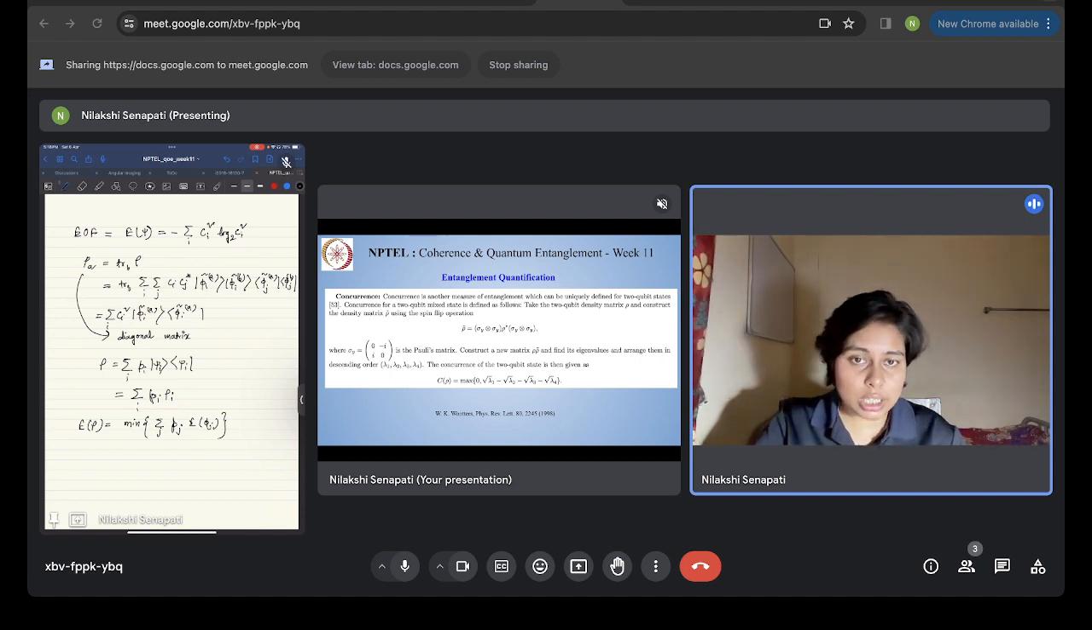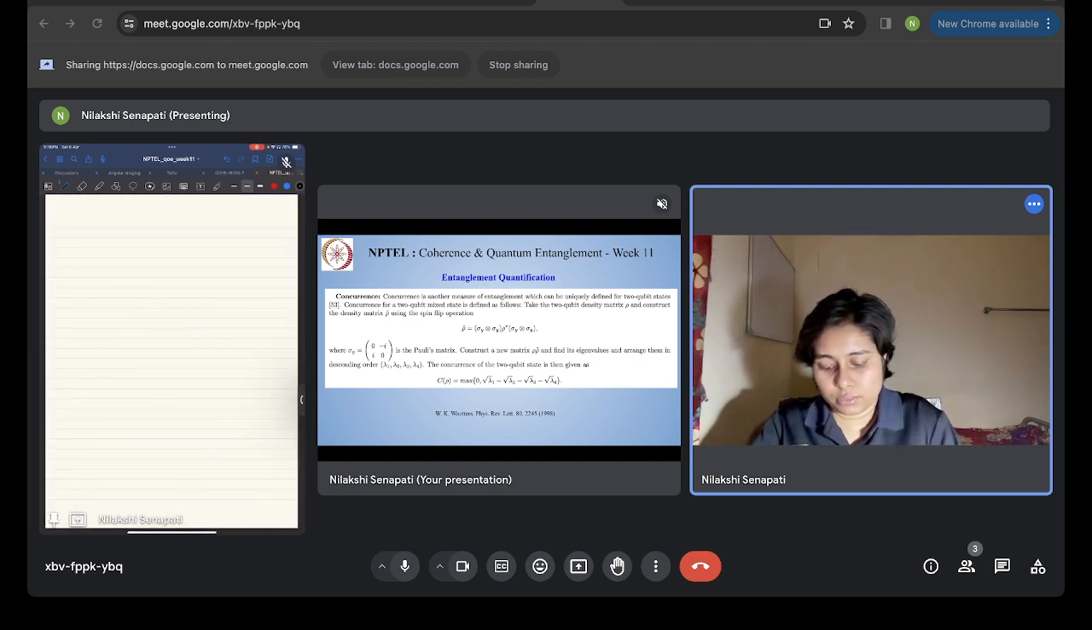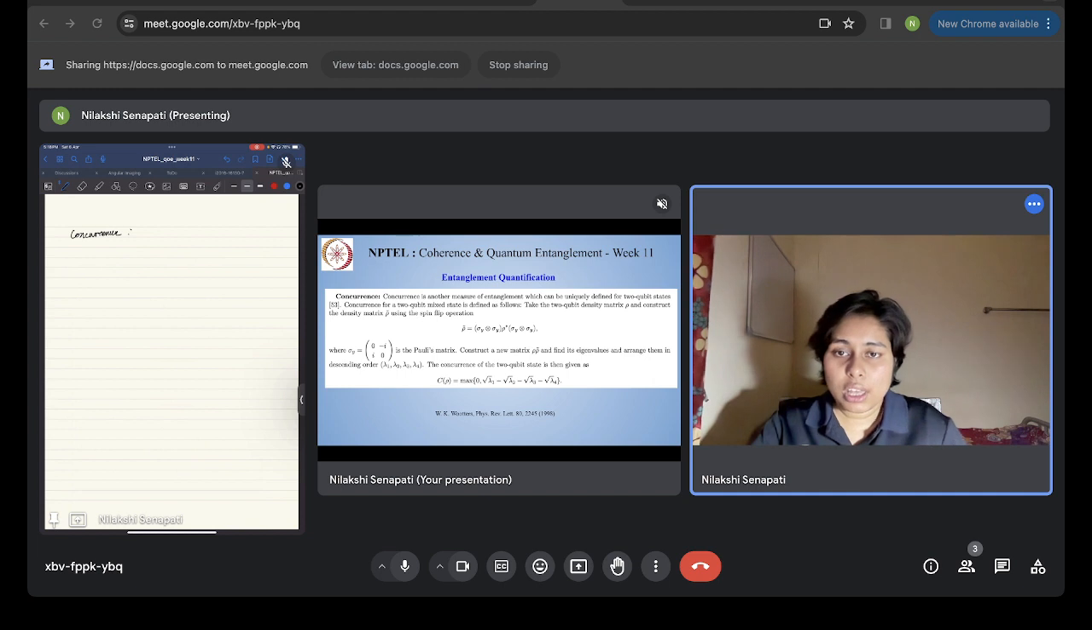In general, it is very difficult to find the decomposition that minimizes entanglement of formation. However, for a 2-qubit state, it is possible to do so, which brings us to the second measurement of entanglement known as concurrence. Concurrence is another measurement of entanglement which can be uniquely defined for 2-qubit states.